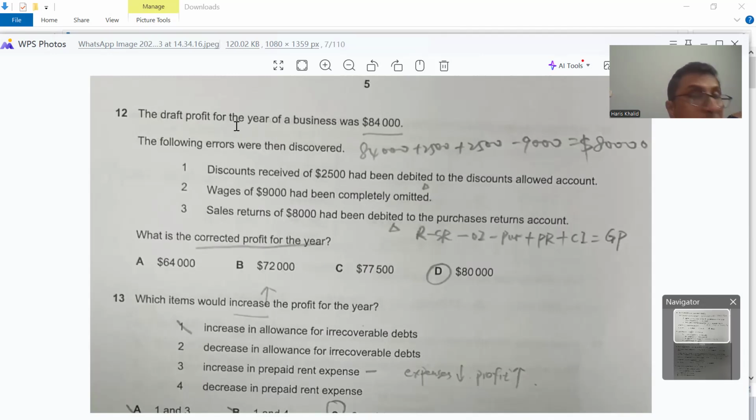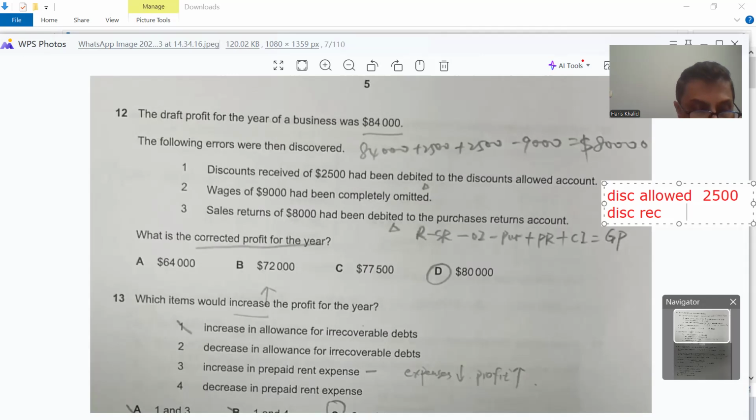So the incorrect profit you can say is 84,000. Discount received is an income. It is credited. Had been debited to discount allowed account. So let's make sense of it. Discount received is credited by 2,500. We have debited discount allowed account. So what will happen? Discount allowed is going to be credited with the double amount. You can say like this, that discount allowed will be credited by 2,500. Discount received will also be credited by 2,500 and suspense is going to be debited.